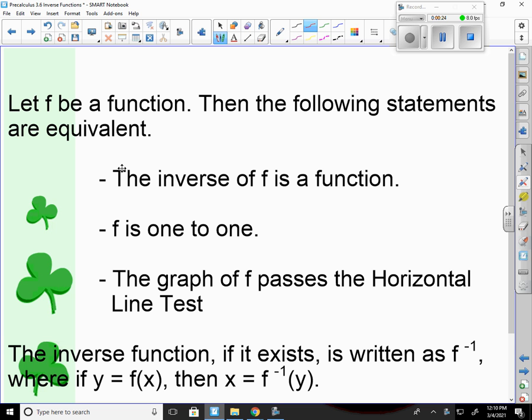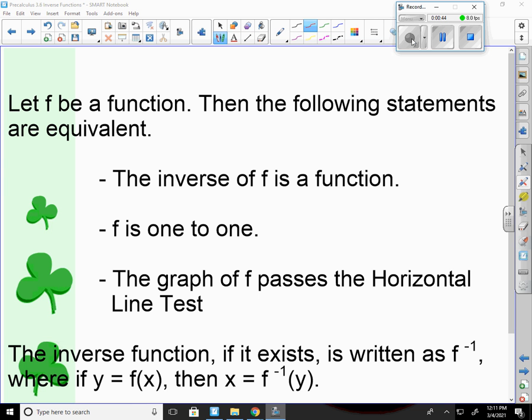So if I say that the inverse of f is a function, then you know f has to be 1 to 1 and it passes the horizontal line test. If I just told you f passes the horizontal line test, you would know that f is 1 to 1 and the inverse of f is a function. Just that easy.